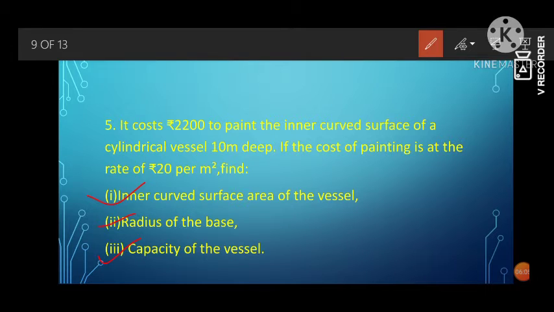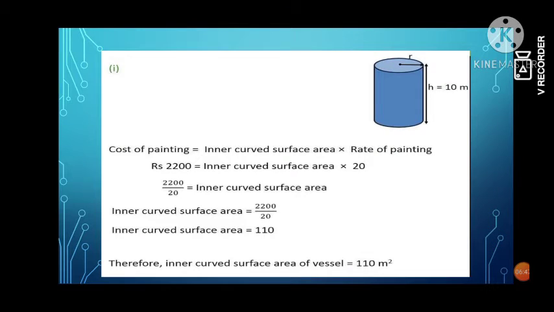So the cost is given, that is total cost of the curved surface area was rupees 2200, and 1 meter square cost of painting is rupees 20. So if we divide it, we will get the curved surface area. The radius, we can find it out as the height or the depth is given, and we can substitute in the formula of CSA, and H is given, so we can find R. And lastly, after finding R, we can find the volume. So let us see how this sum is being done.